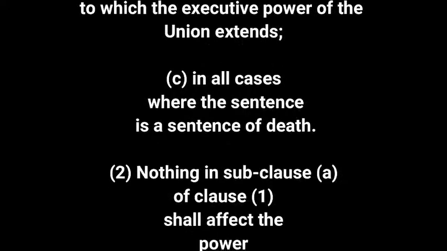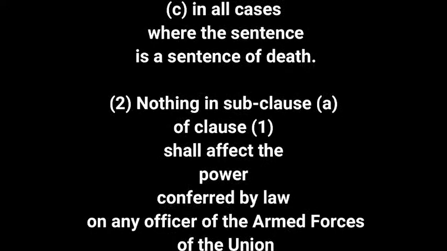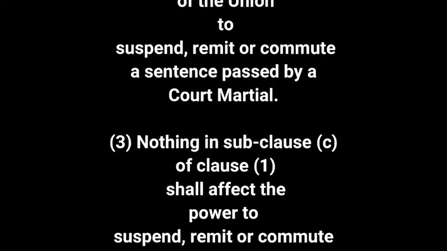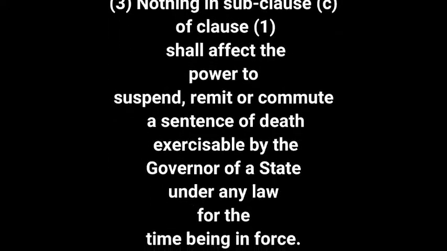2. Nothing in sub-clause a of clause 1 shall affect the power conferred by law on any officer of the armed forces of the Union to suspend, remit, or commute a sentence passed by a court-martial. 3. Nothing in sub-clause c of clause 1 shall affect the power to suspend, remit, or commute a sentence of death exercisable by the Governor of a state under any law for the time being in force.